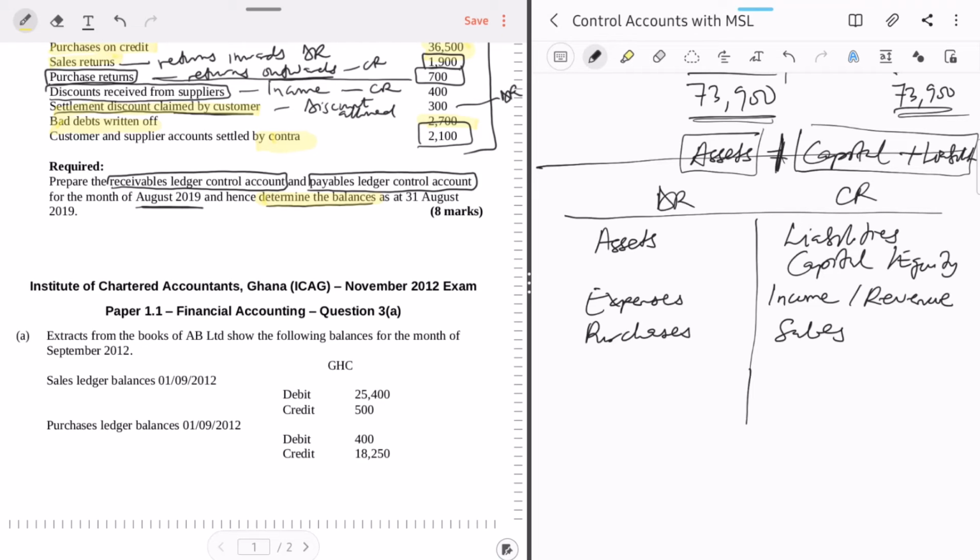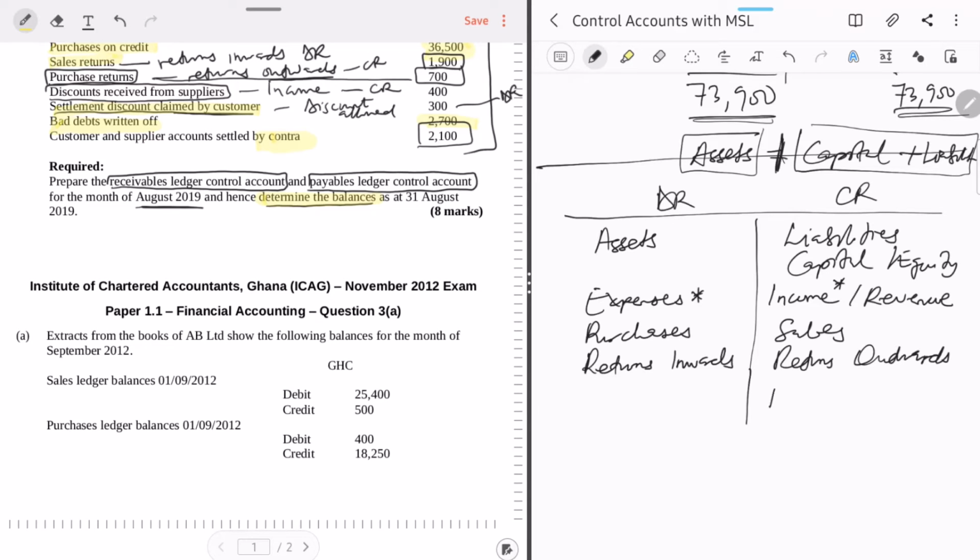For those who want something they can work with, you can even expand it and say your returns inwards are debits, your returns outwards are credits. So that's why we were doing things the way we did in that question. If you want to expand it further, there's discount allowed and discount received. Discount allowed will be on the debit side because it's an expense, really. Discount received is on the credit side because it is income. So this is what you need to know.